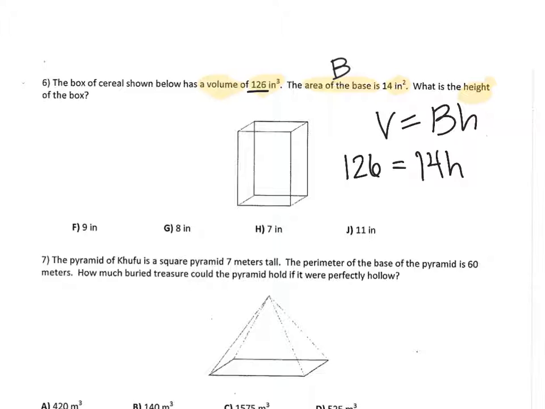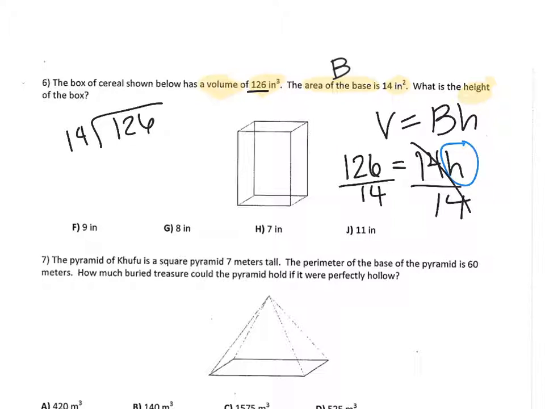So a one-step equation. Cassidy, what are we going to do? Divide. Because we're trying to get the h by itself. So we've got to divide by 14 on both sides of our equal sign. So 126 divided by 14. Good. Wait, is it really F though? Yeah, it's 9. That's easy.